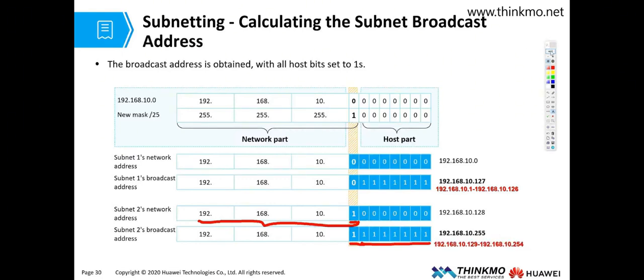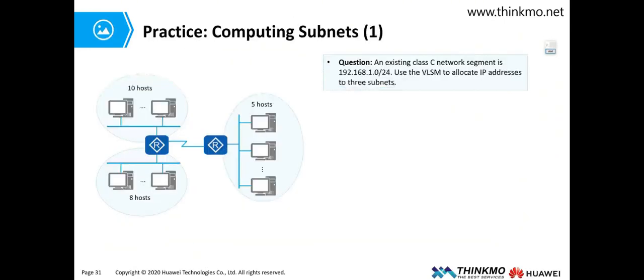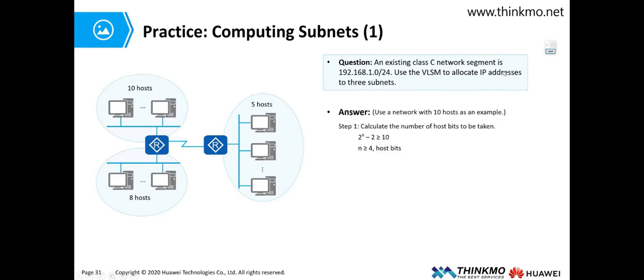Next, let's take a look here. If I currently have a Class C network segment of 192.168.1.0/24 in my entire network, and now we want to use a variable length subnet mask to allocate this IP address to 3 subnets. Now in this context, let's assume, for example, a network with 10 hosts. We need to calculate the number of host bits we need. In other words, I need to have 10 hosts here, 10 computers, 10 IP addresses.